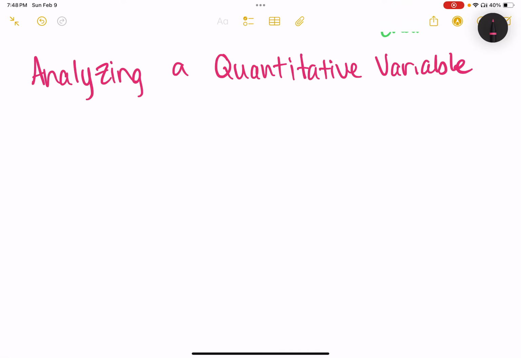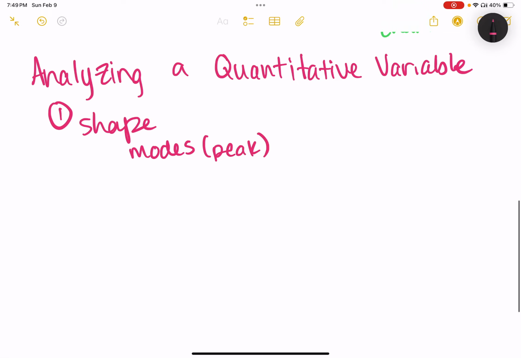So basically, at a high level, there are really three things that you want to pay attention to when you are analyzing your histogram. The first thing is just the shape of the histogram. There are two subcategories, or two things that you want to keep in mind. You want to first look at the number of modes, and that's really just a fancy way of saying a peak.